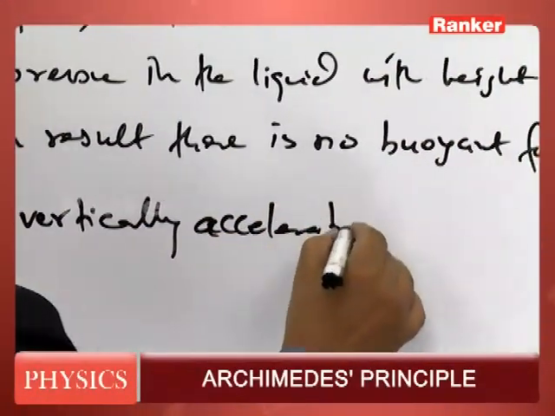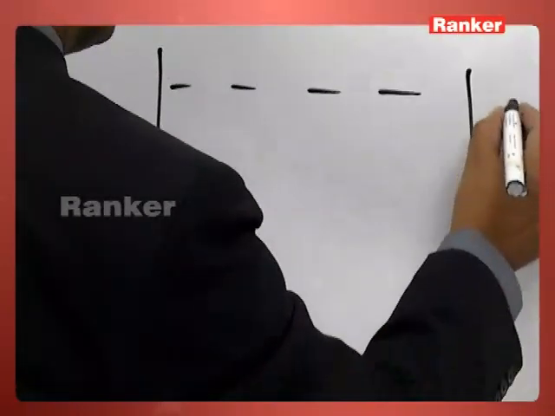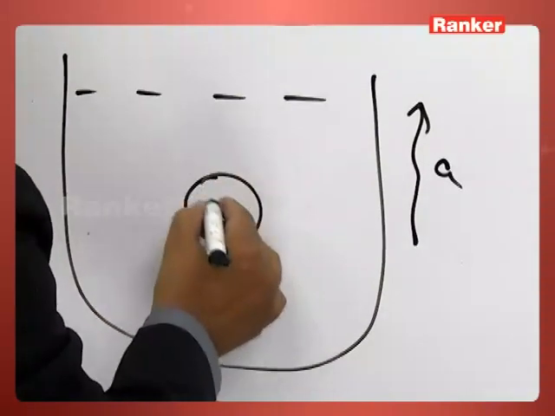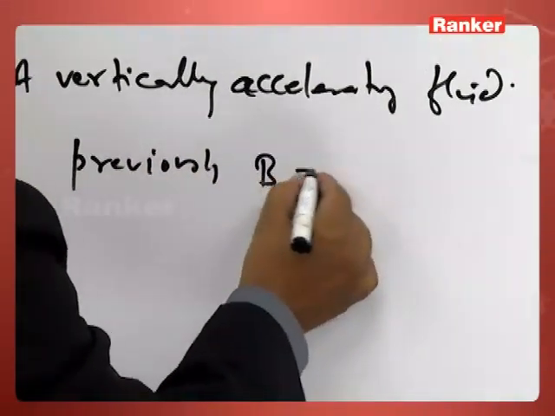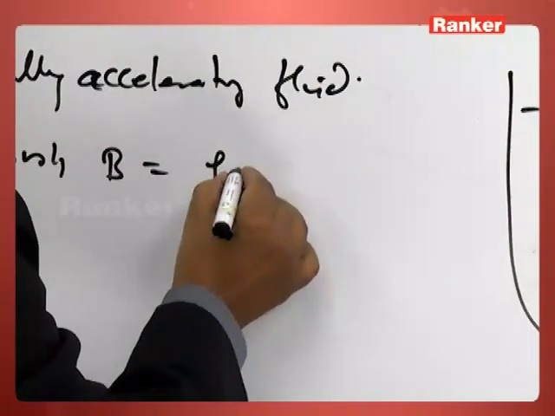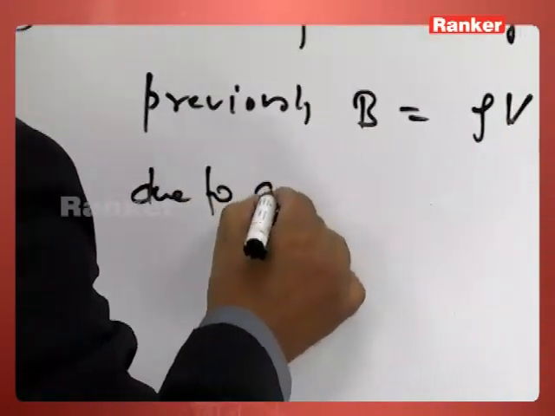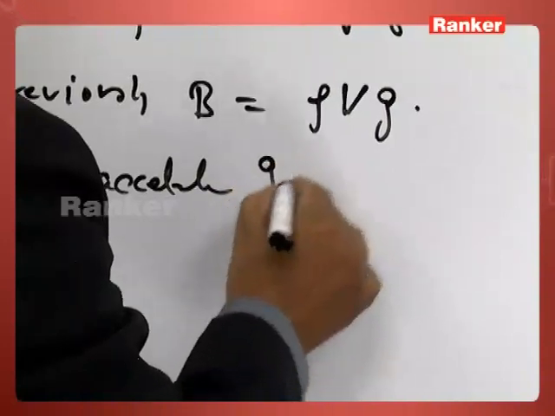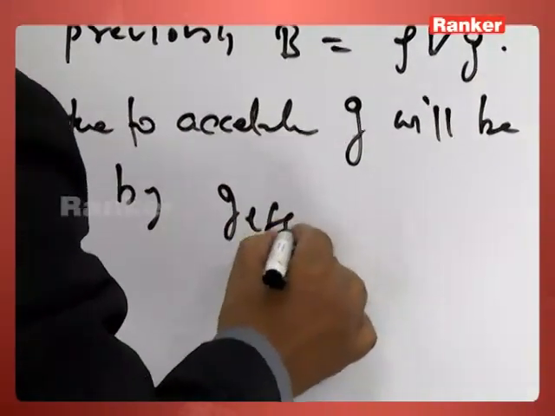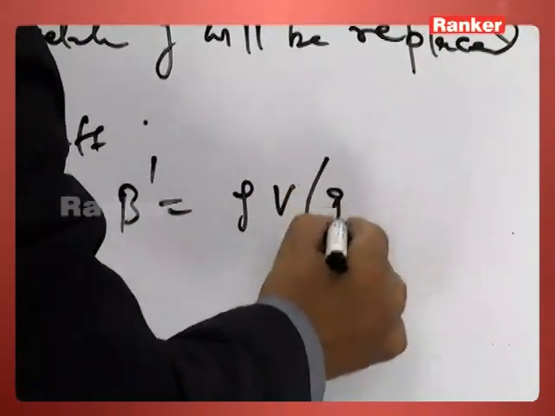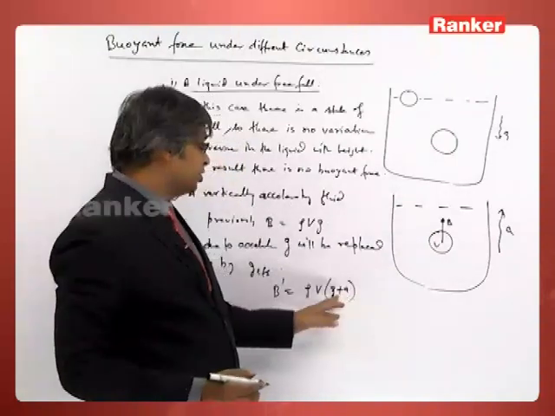Second case, a vertically accelerating fluid. So now if we have a liquid which is under an acceleration A, what will happen to the buoyant force? Previously buoyant force was equal to weight, that is rho V g, where V is the volume. Due to acceleration, g will be replaced by g effective. So the new buoyancy will be rho V (g plus A). This will be the new buoyant force that will increase. If it is accelerating downward, then g minus A.